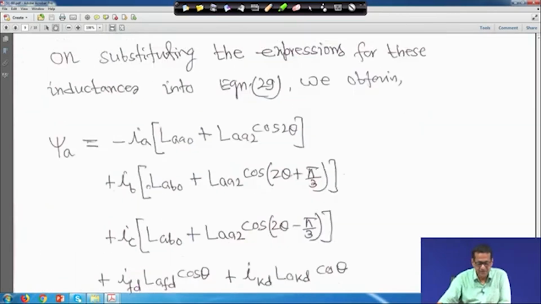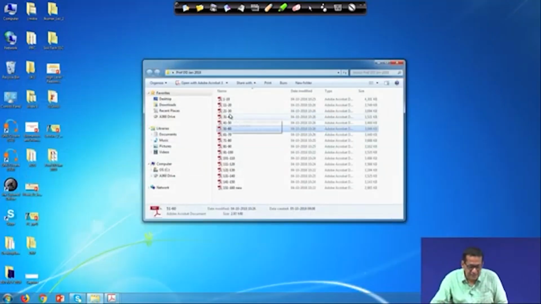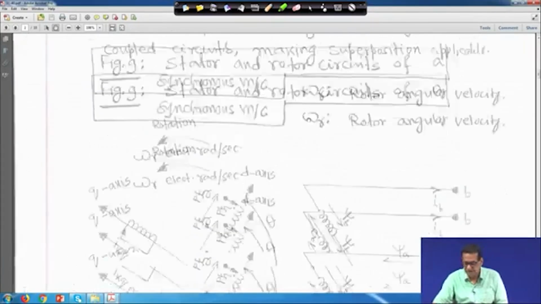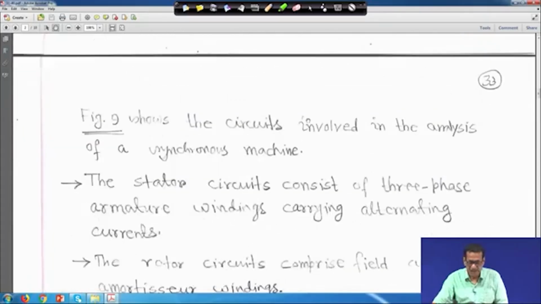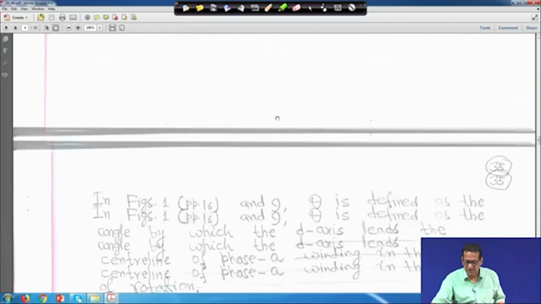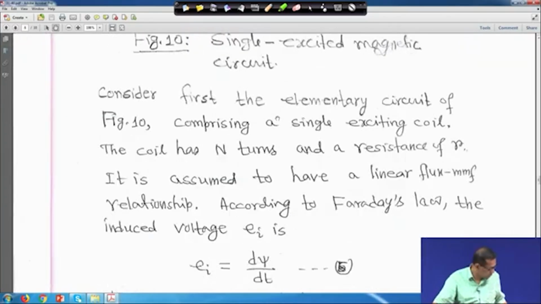Whenever you want all the flux linkages, hold on, I have to find out which page equation 29 is on. So, equation 29 is probably here, right. Just hold on, I will see where it has gone.